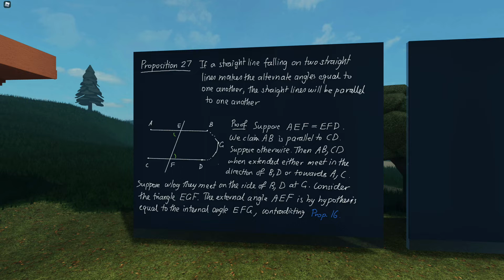All right, so proposition 16 said the exterior angle has to be greater than both the interior and opposite angles of a triangle. So this contradiction shows that our hypothesis that they meet on the side of BD is incorrect. Therefore, they don't meet, and similarly on the side of AC. So we're done. We've proven that those two lines must in fact be parallel.